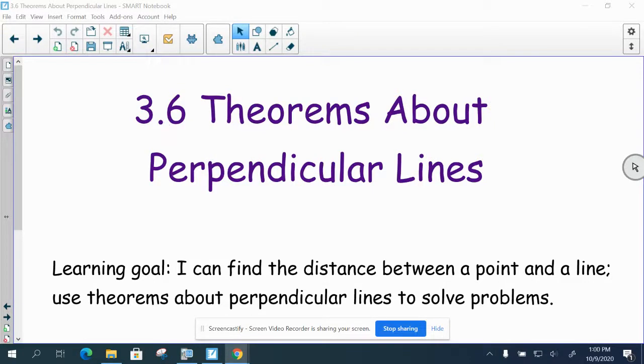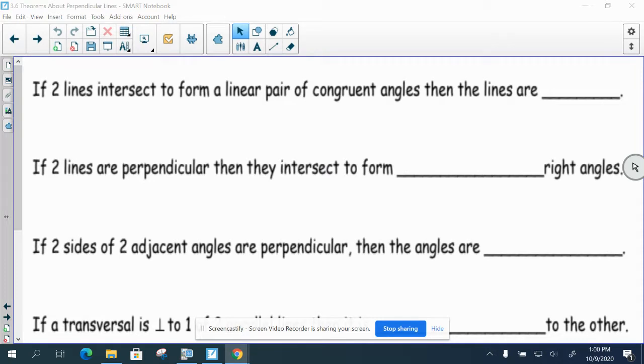Everyone, this is lesson 3.6, Theorems about perpendicular lines. In this lesson, we're going to find the distance between a point and a line and use theorems about perpendicular lines to solve problems. This will also be the last lesson of Unit 6, and then you will take your test. So here are 4 different theorems about perpendicular lines.